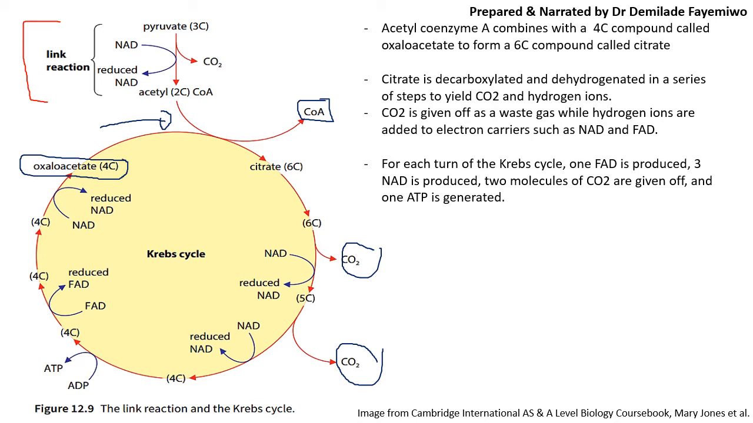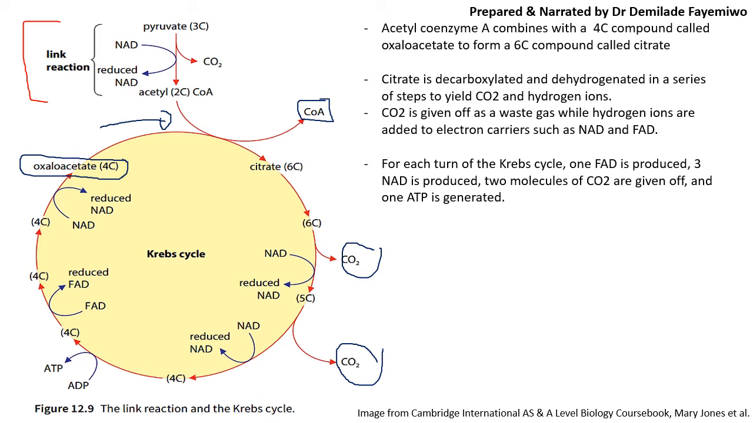So basically the process is that citrate, the 6-carbon compound, is decarboxylated, it is dehydrogenated, it yields CO2, it yields hydrogen ions. Those hydrogen ions are added to NAD, and then you make NADH and FADH. NADH and FADH are simply electron carriers. So always remember that. Coenzyme A delivers acetyl to the Krebs cycle. It doesn't go into the Krebs cycle itself. FADH and NADH carry electrons, which are very important for the synthesis of ATP in the final stage.